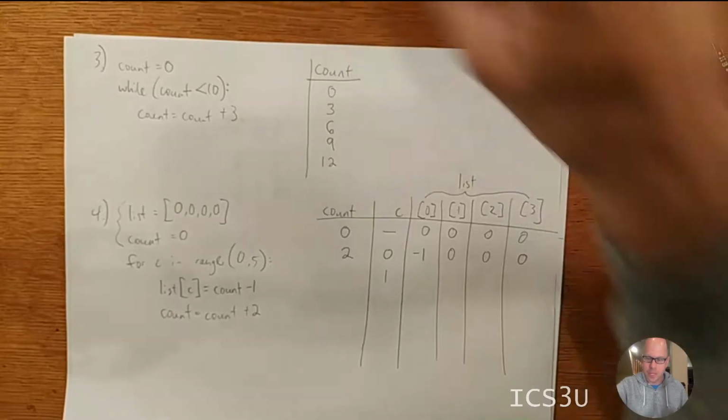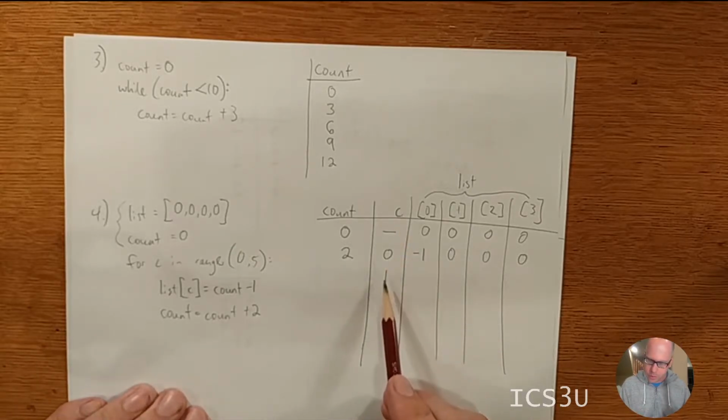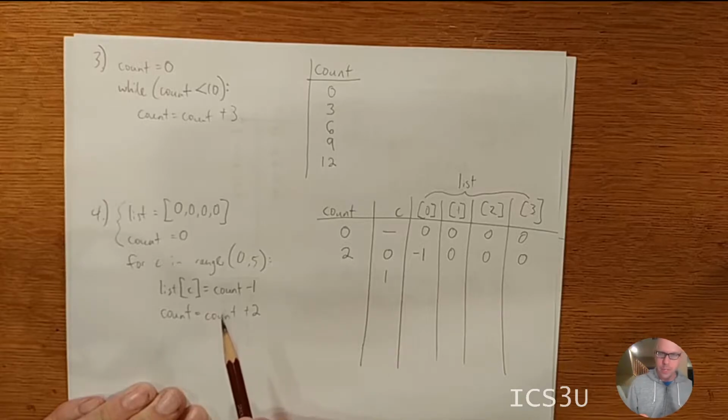Okay, we're back in the second part of this video where I'm going to complete example 4 and then also example 5. So we're at C equals 1 in our trace table.